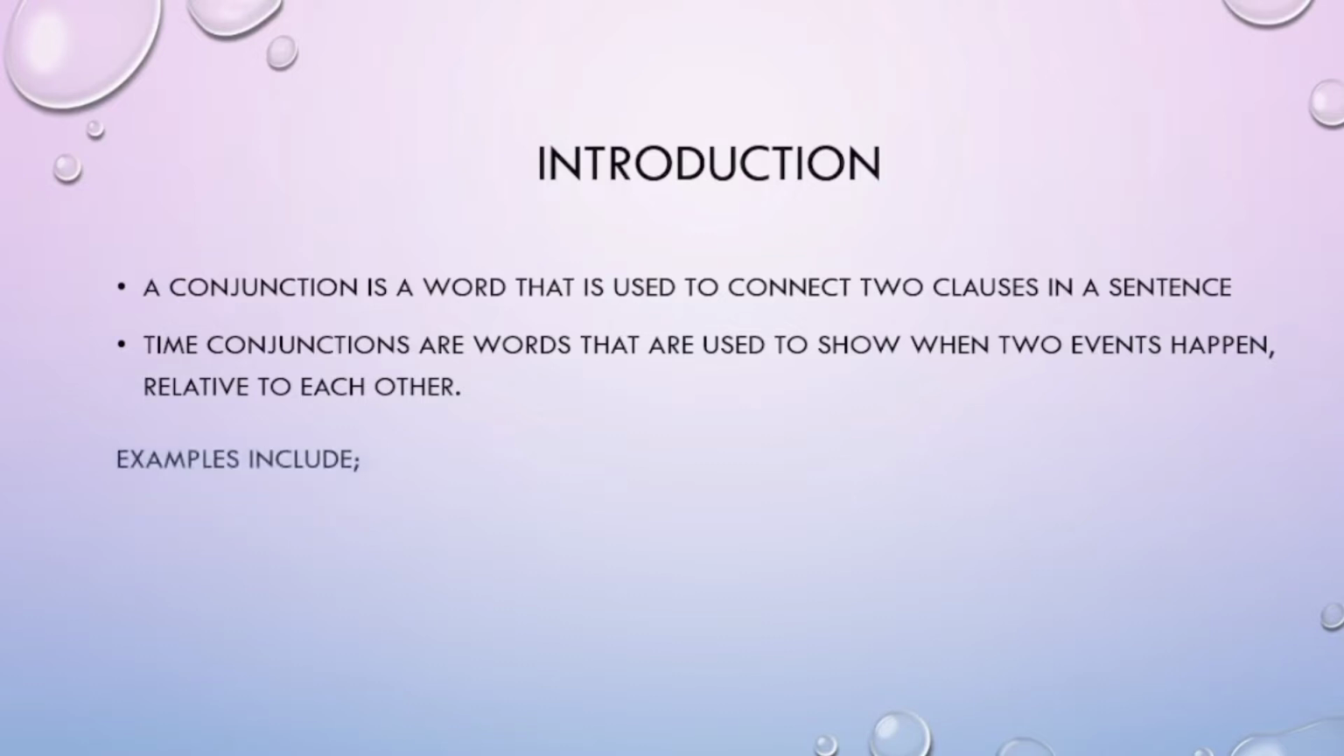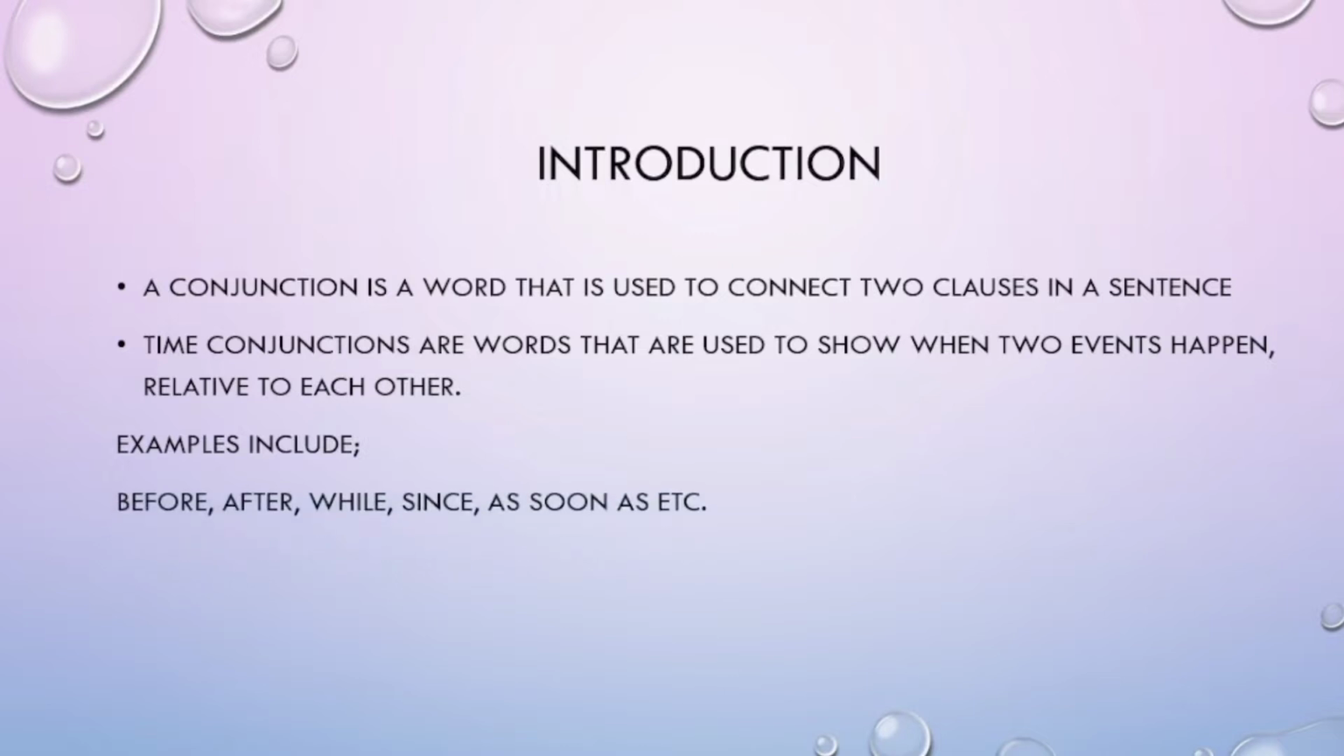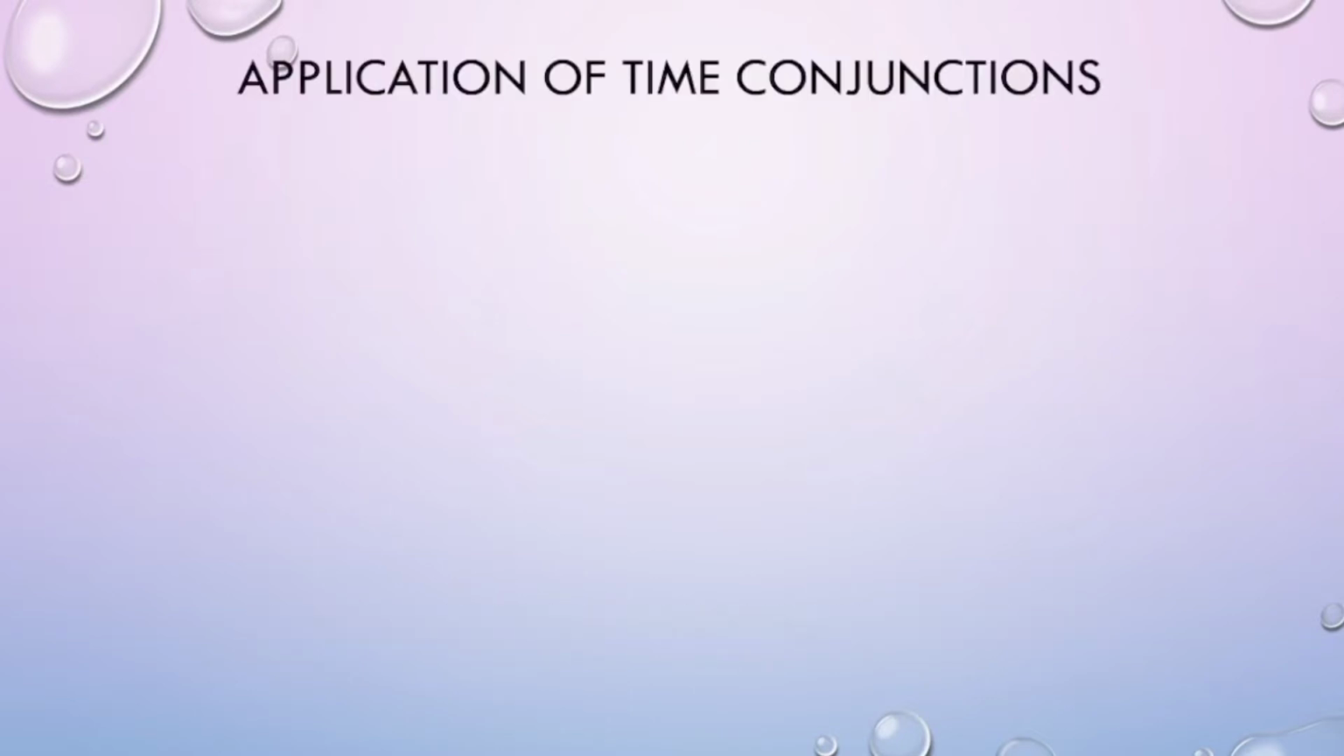So that is the introduction. Examples of time conjunction words include the following: before, after, while, since, as soon as, etc. So let's start. We are going to start with before.